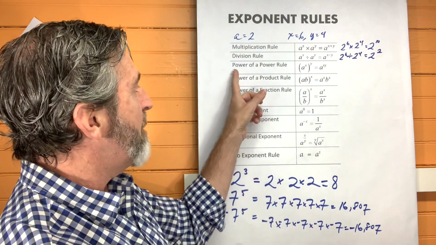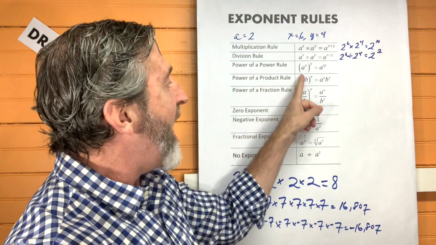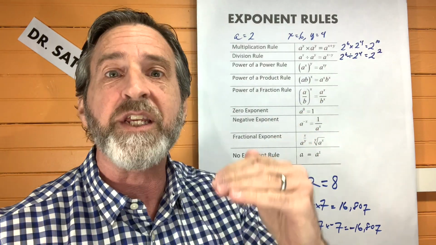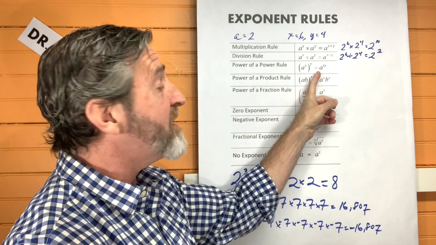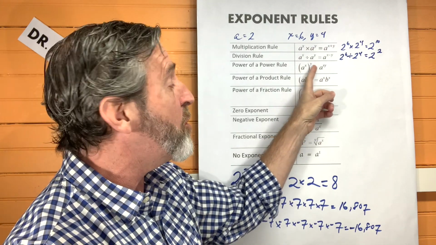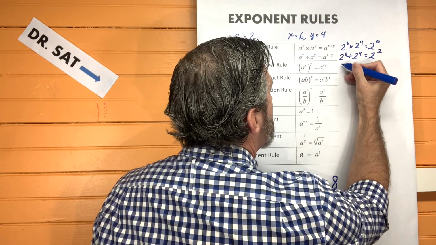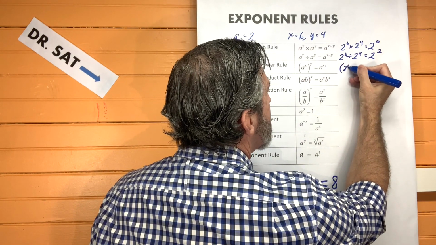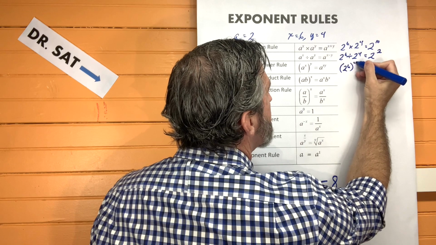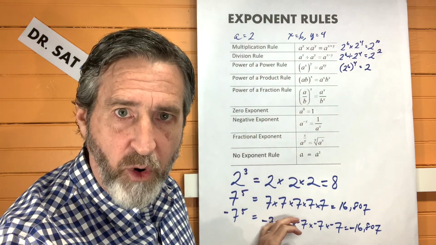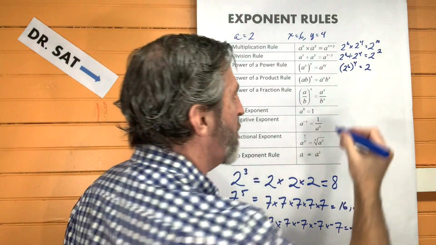Moving on, let's get to the power of a power rule. That says that any base raised to a power and that entire thing is raised to yet another power, that's the same thing as the base raised to the two powers multiplied together. Let's use our numbers. 2 to the 6th, all raised to the 4th, equals 2 to the 6 times 4, or 2 to the 24th power.